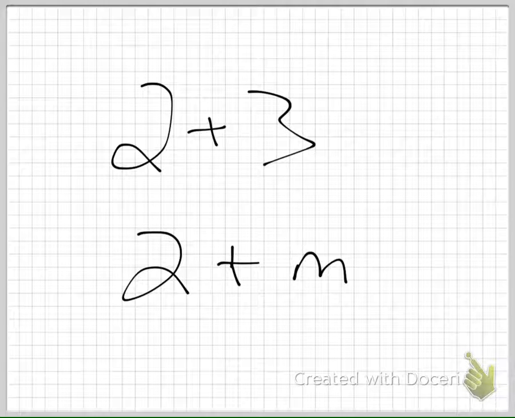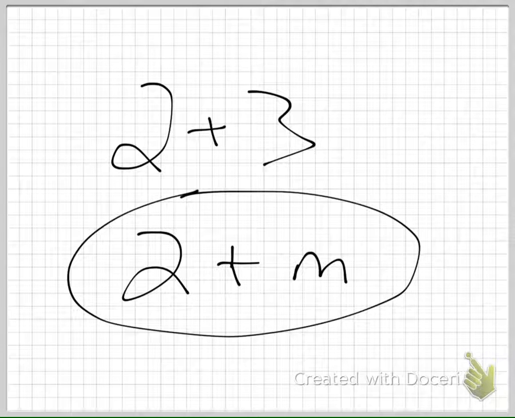Now I have a quick question. What does m equal in 2 plus m? The answer is we have no idea. Right? M could be anything. In this situation, this is just an expression. M could be -6, m could be 100, m could be a billion, m could be 0.3, m could be anything. We have no idea.